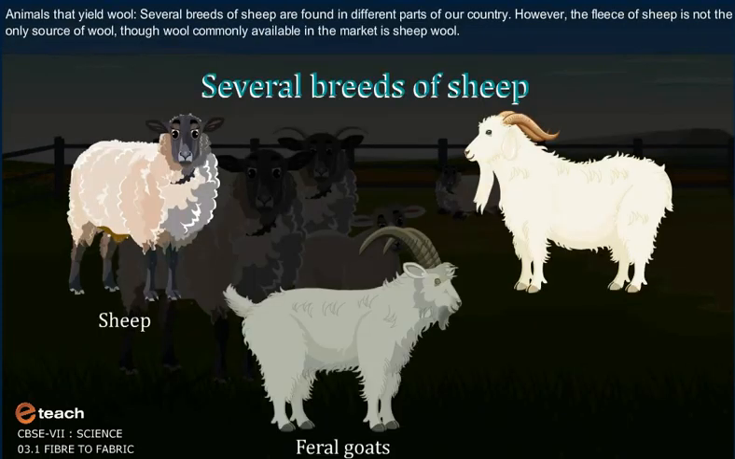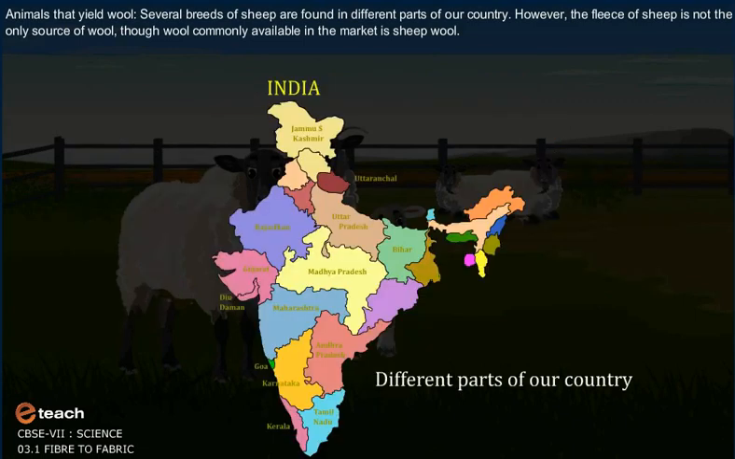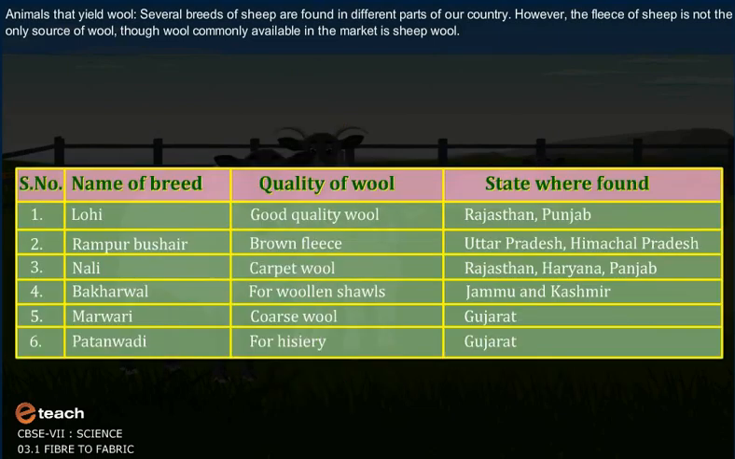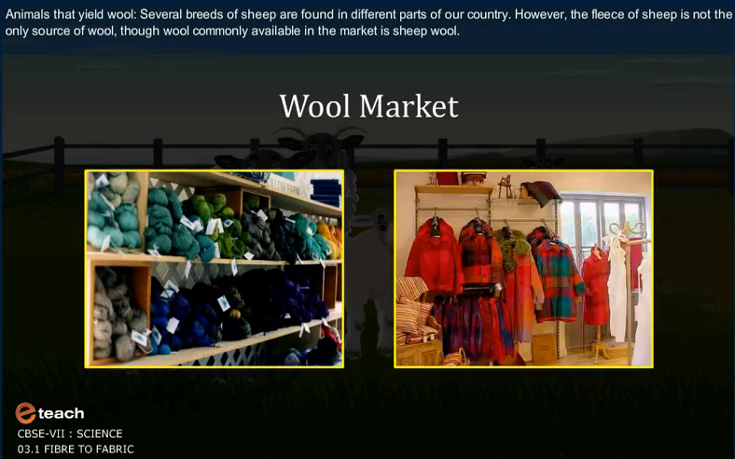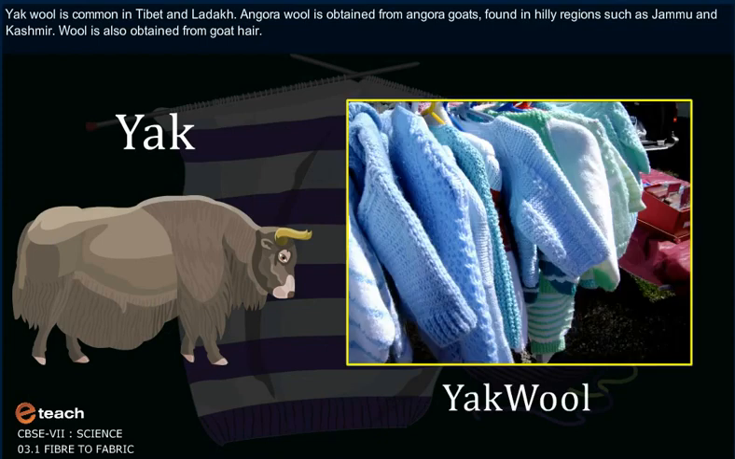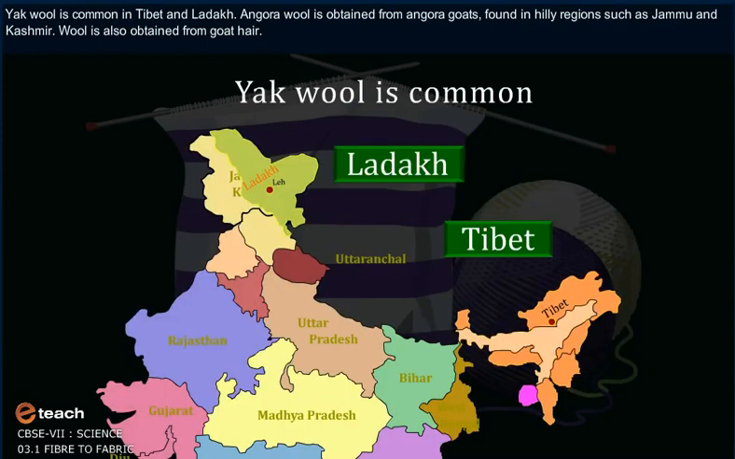Animals that yield wool. Several breeds of sheep are found in different parts of our country. However, the fleece of sheep is not the only source of wool, though wool commonly available in the market is sheep wool. Yak wool is common in Tibet and Ladakh.